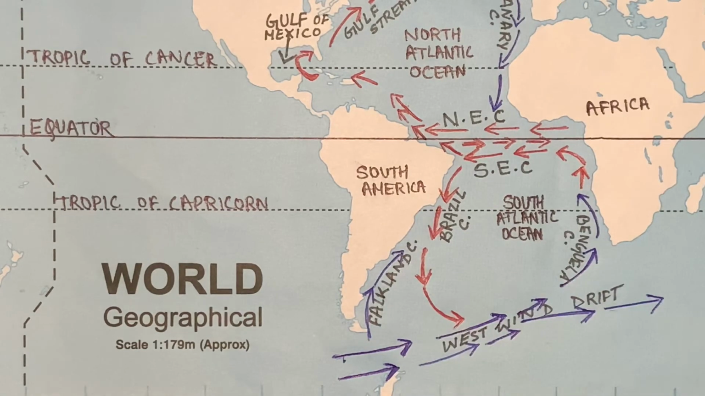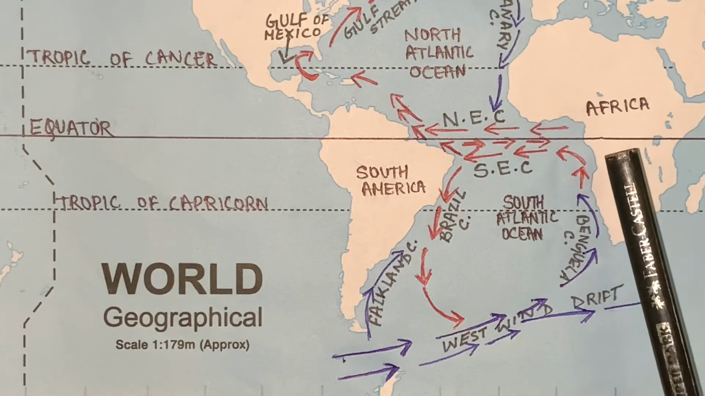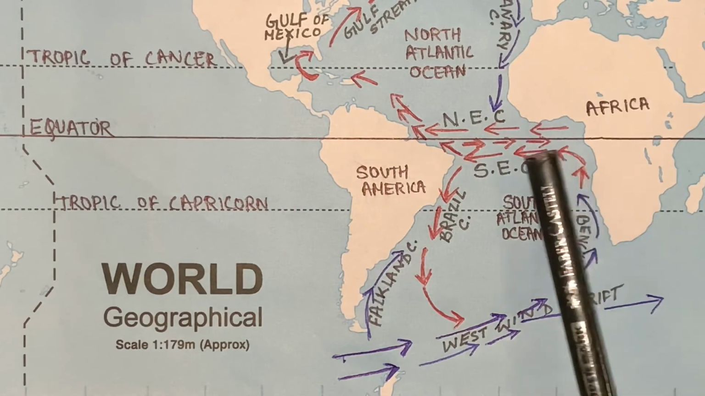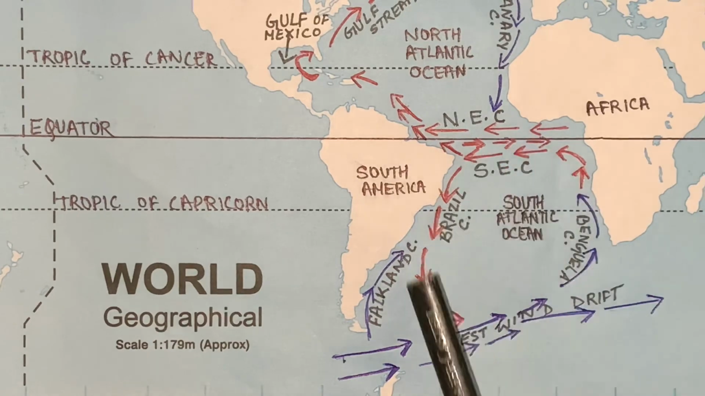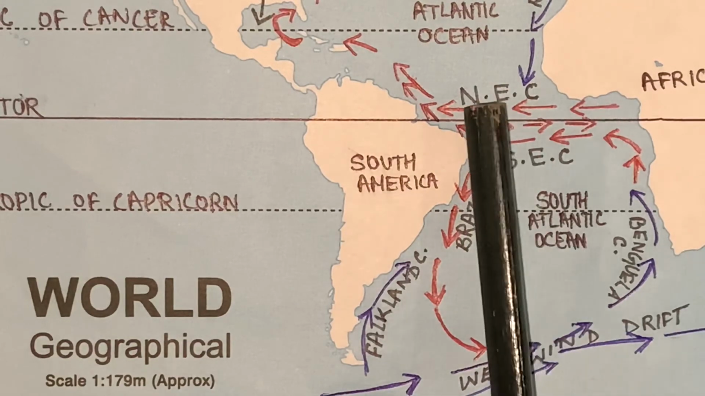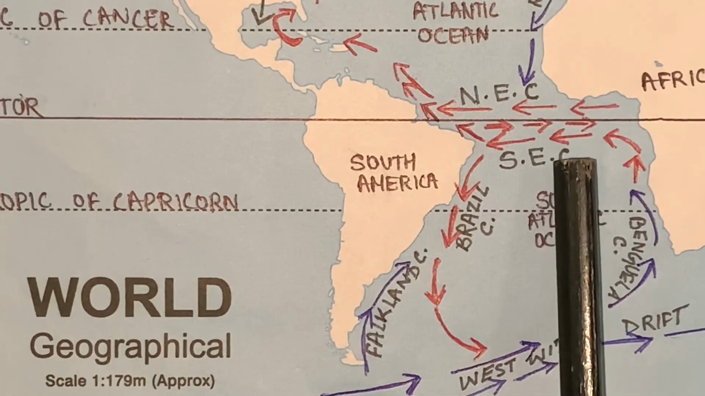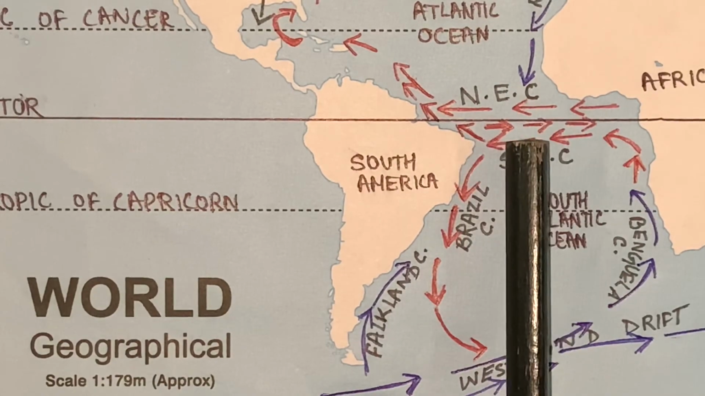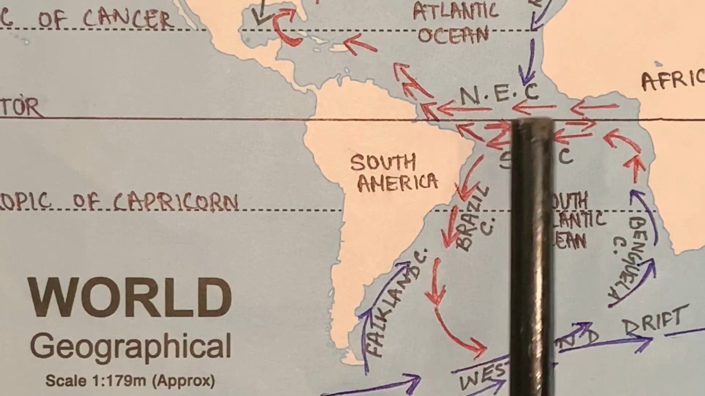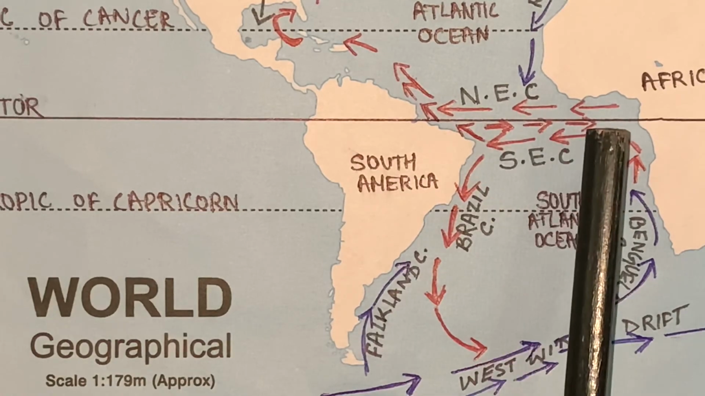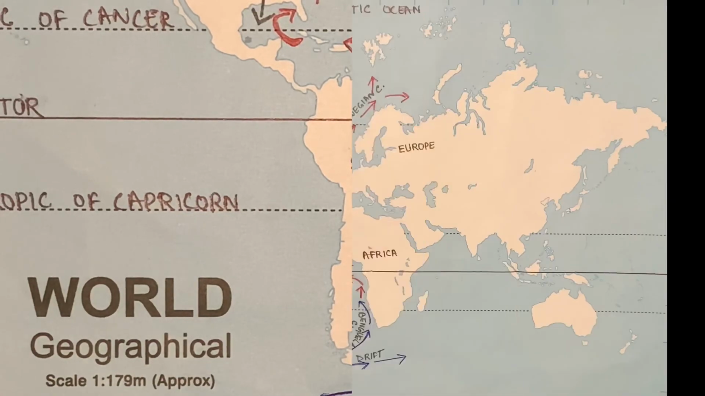A branch of the South Atlantic Current flows along the west coast of South Africa as the cold Benguela Current, which joins the South Equatorial Current and completes this circuit. In between the North Equatorial Current and South Equatorial Current, there is a weaker current flowing in the opposite direction. With the help of the arrow I have shown here, the center one in between these two, it is flowing in the opposite direction. This current is known as the Equatorial Counter Current.